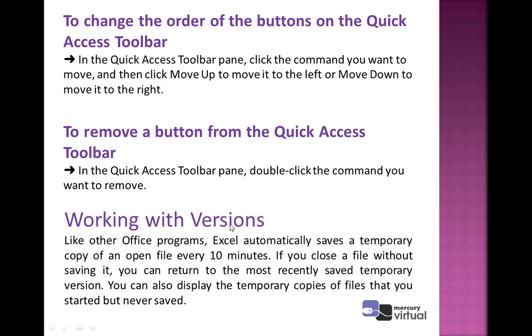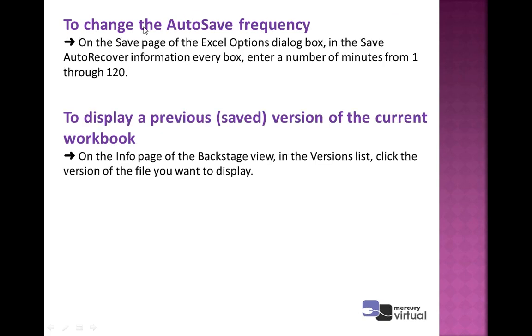Next, working with versions, means how to work with the different versions, and how to automatically save within 10 minutes. That is covered in working with versions. Then we also discussed how to change the autosave frequency. So that's all for chapter number 1.